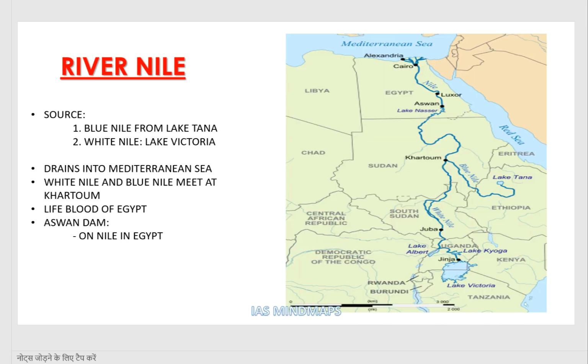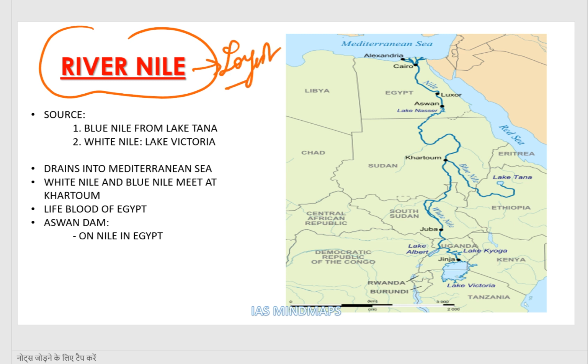And last river of Africa, that is River Nile. River Nile is also the longest river of world. Though some of the geographers claim that the longest river is River Amazon in South America. But still officially, this fact has not been recognized. So till date, River Nile is the longest river of the world. And River Nile comes out as two head tributaries.